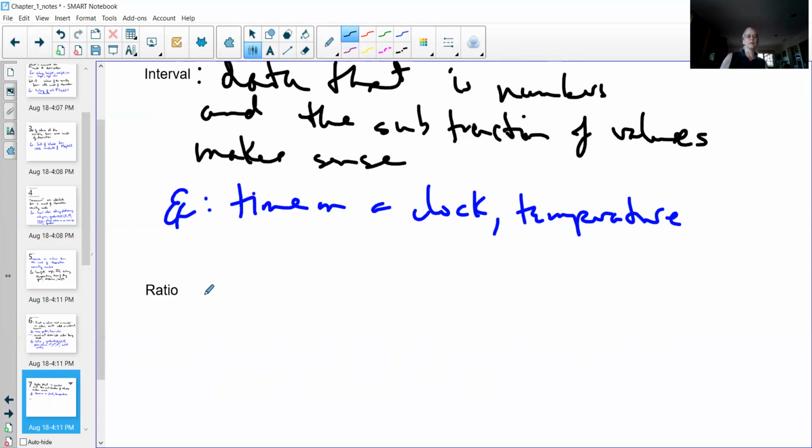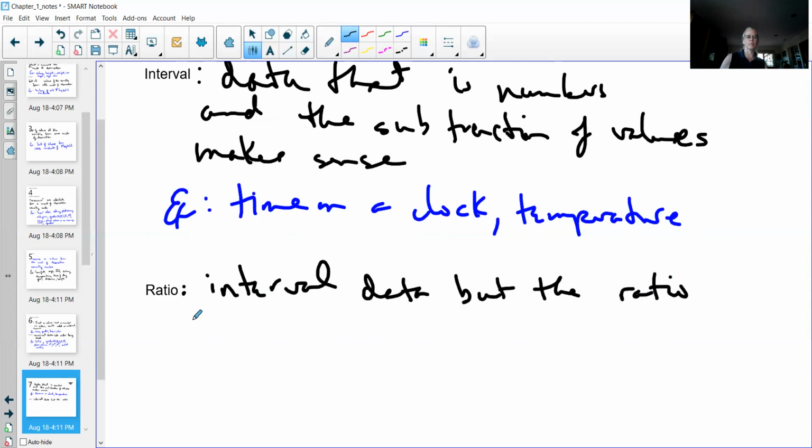Now there is one more above interval, and that's what's called ratio, and that's why I haven't given a lot of examples that you would think, oh, that would be ratio, because there's an added thing that ratio has. And ratio is still interval data, but the ratio of values makes sense. So what we mean by that is you can say that something is twice as much as something else. It makes sense to say I make twice as much money as some other person, or it makes sense to say that that distance is twice as far as a different distance. Or it makes sense to say that that took twice as long as something else took.